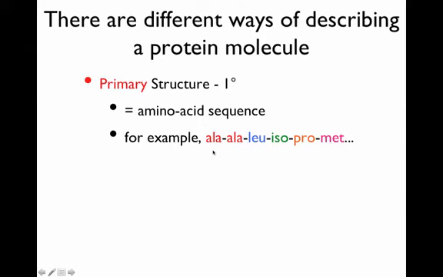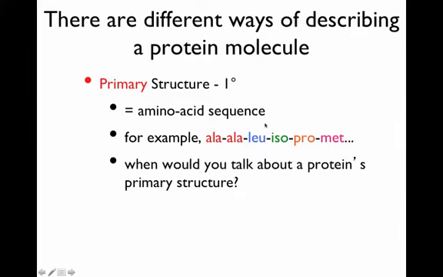And so I would come up to you and say, look, I'm working on a certain protein and the order of the amino acids is alanine, alanine, leucine, isoleucine, proline, methionine, etc., etc. If I did that and I didn't describe anything about the 3-dimensional shape of this protein molecule, you would say that I am talking about the primary structure of the protein. Another way of saying it is I'm talking about the amino acid sequence of my protein molecule. And that's pretty much it.